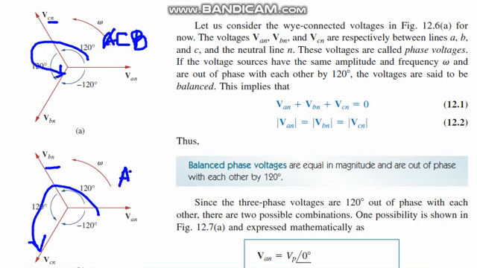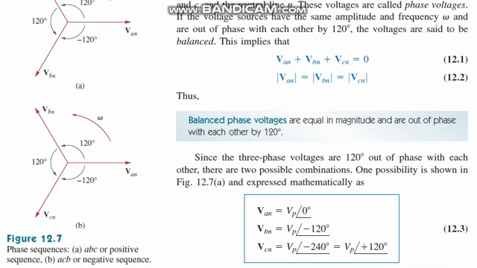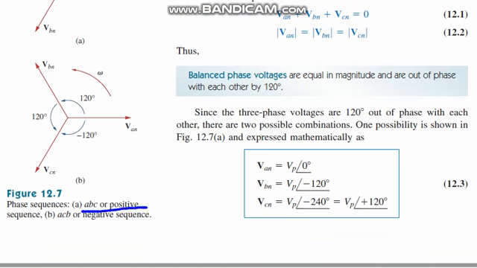We can express this mathematically: ABC is the positive sequence and ACB is the negative sequence. If it is ABC, that will be positive. If it is ACB, that will be the negative sequence. Why? Because B and A are apart by plus 120 degrees, so it is a positive sequence, and with minus 120 degrees apart from each other, it is known as a negative sequence.